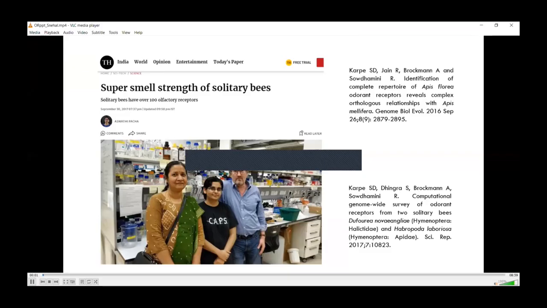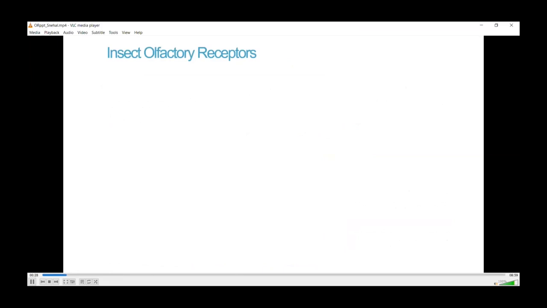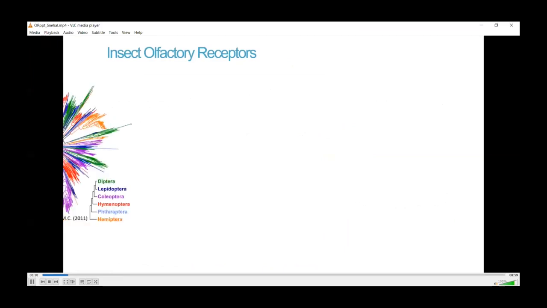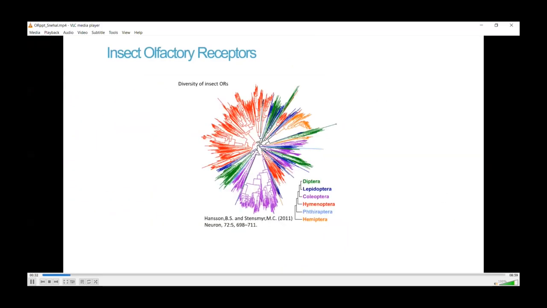Hello, I'm Snehal. This is me here in the middle of this picture with Professor Saudamini, my PhD guide, along with Dr. Axel Brockman. While I was doing my PhD here in Professor Saudamini's lab, I was involved in 2 collaborative projects with Dr. Brockman's lab. Both of these projects focused on olfactory receptors coming from various bees. And today I will give a brief overview of these projects. Insect olfactory receptors are very interesting, firstly because they are quite diverse.